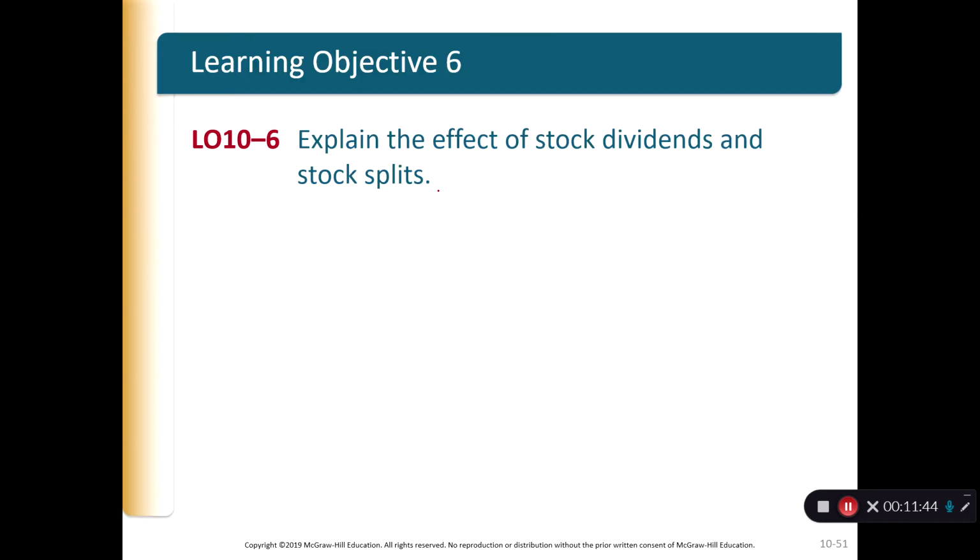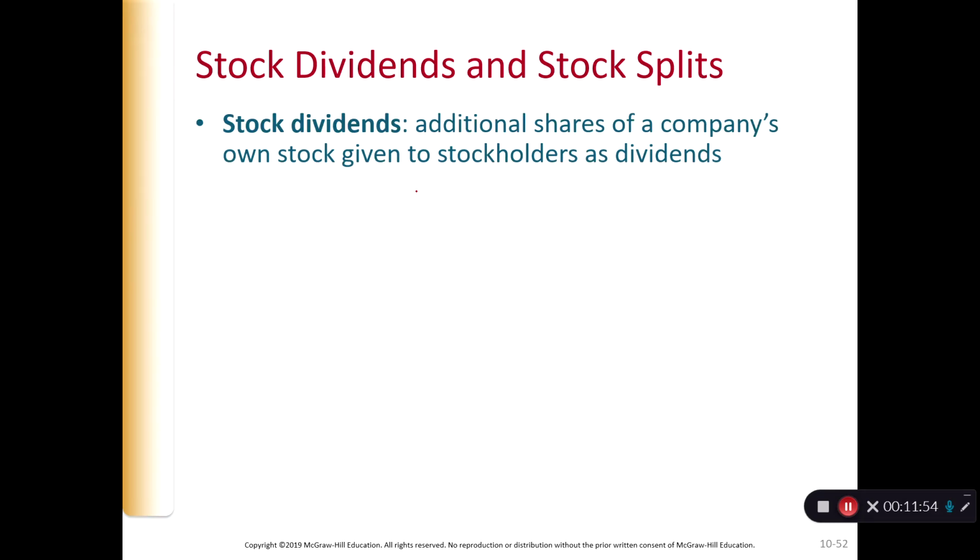Next, we want to learn how to deal with stock dividends and stock splits. What's the difference between a stock dividend and a stock split? Sometimes a corporation distributes additional shares of its own stock to shareholders rather than cash. This is known as a stock dividend or stock split. A stock dividend is additional shares of a company's own stock given to the stockholders as a dividend. It depends on the size of this stock distribution.